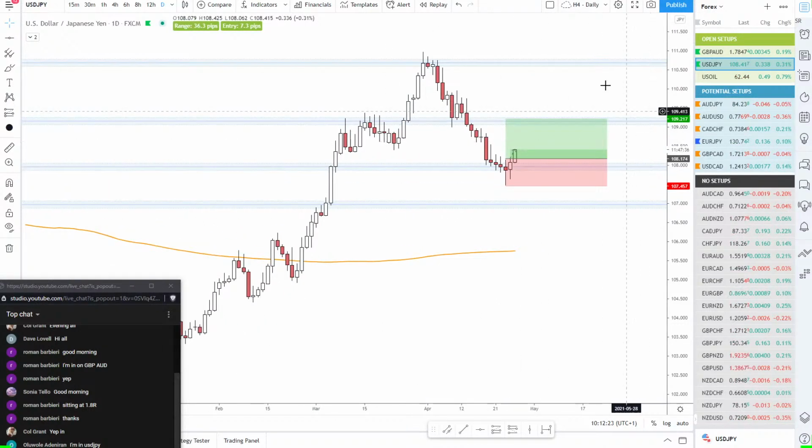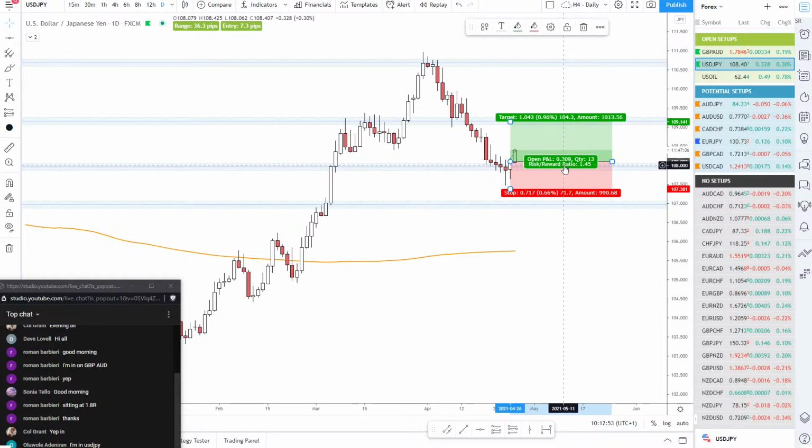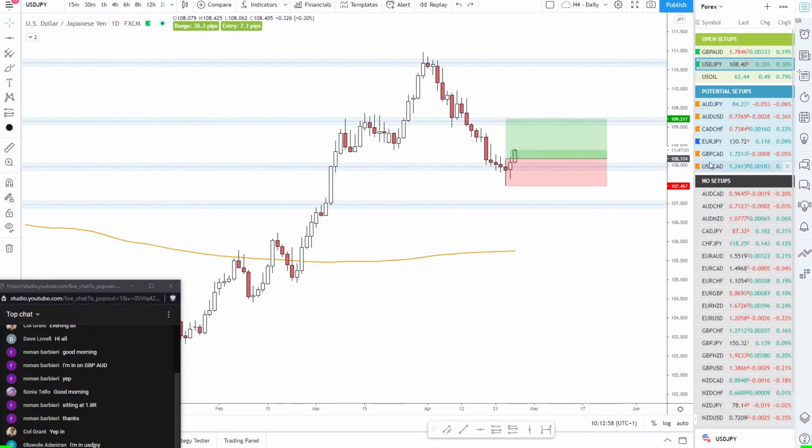USDJPY, if you're long on this one, I just don't like the risk to reward ratio. It's not a bad trade, it's just the risk to reward ratio isn't great. That's the only problem I have with this one. It seems like some of you got a better entry than this though, so you might have a slightly better risk to reward ratio. So it's not a bad setup, just the risk to reward ratio.